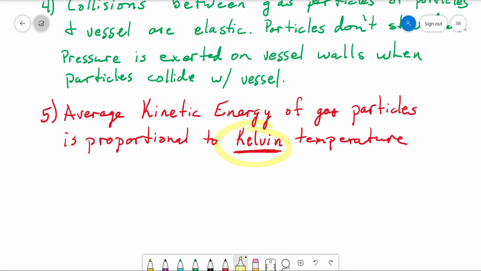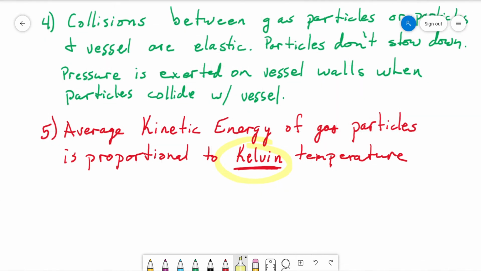So just to sum up, we have tiny particles. They're very small compared to their volume. The particles don't attract or repel each other. And this is the important part, 4 and 5 are really the important part. Collisions between the vessel and the gas molecules, so gas molecules running into the vessel wall, that's what exerts pressure. And here's the other important part. The hotter the gas is, the faster the particles go, the harder they hit, the higher the pressure, okay?